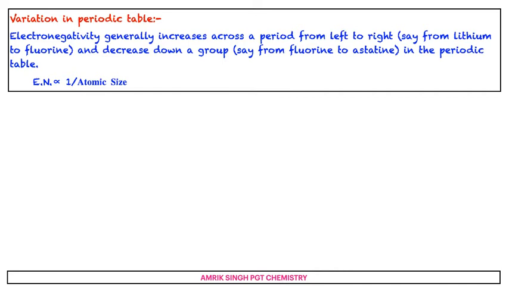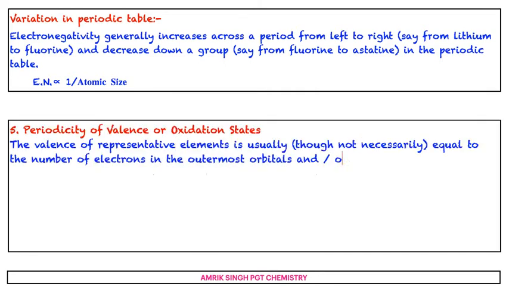Variation, it is variation. Electronegativity is inversely proportional to atomic size, and ionization energy also has the same variation. Electron gain enthalpy also has the same variation. All these three quantities are inversely proportional to atomic size.